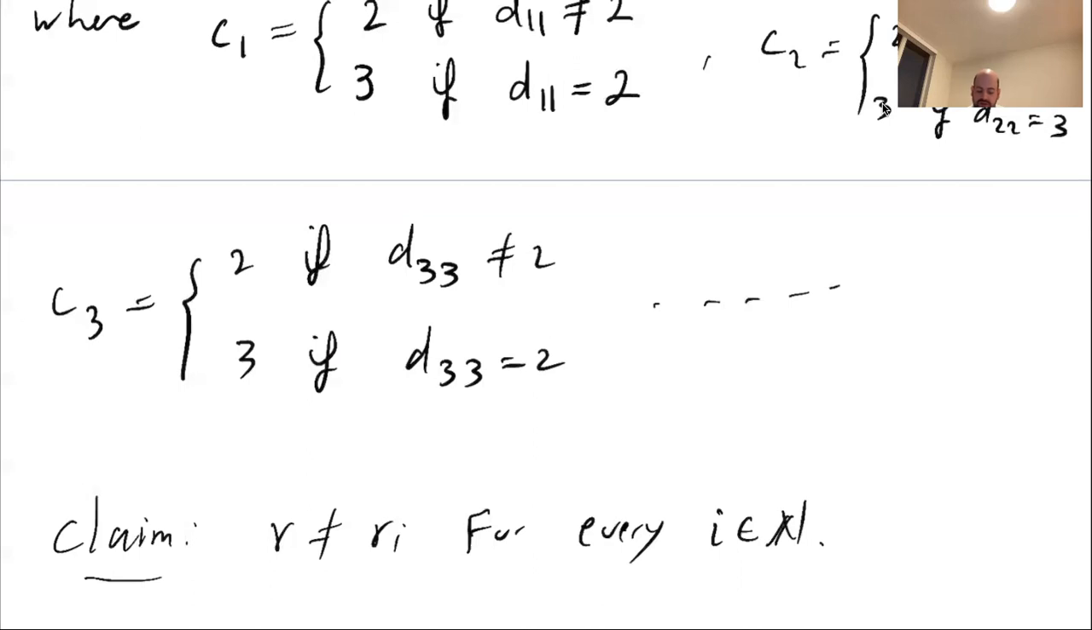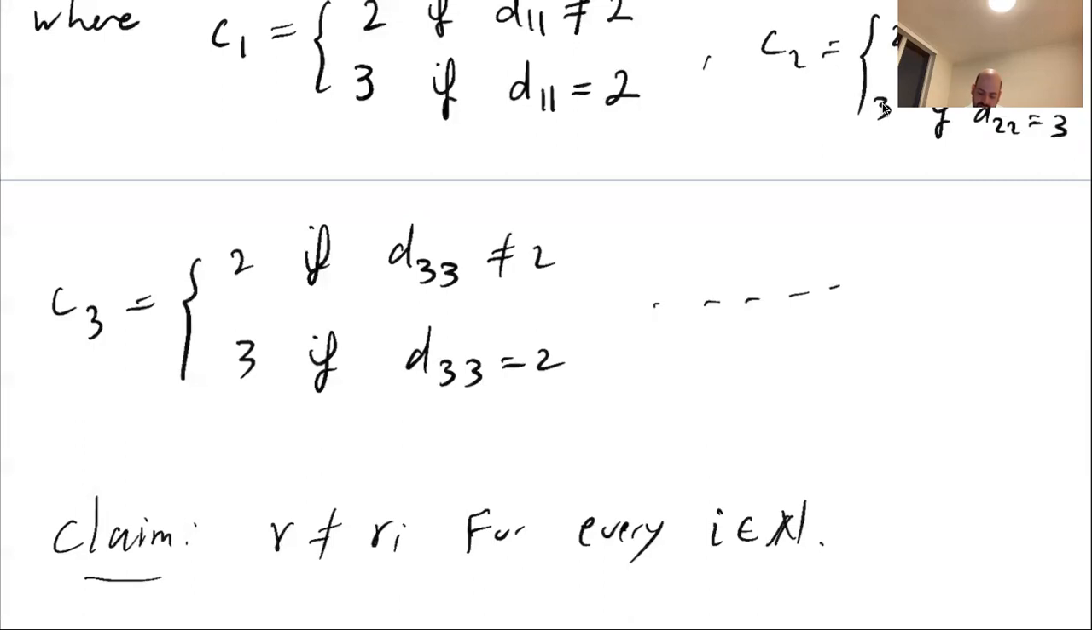So similarly, R and R2 are not equal. Similarly, R is not equal to R2. Why? I think you can guess now. R and R1 were not equal because their first number after decimal were different. Now R and R2 are not equal because their second digit after decimal are different.